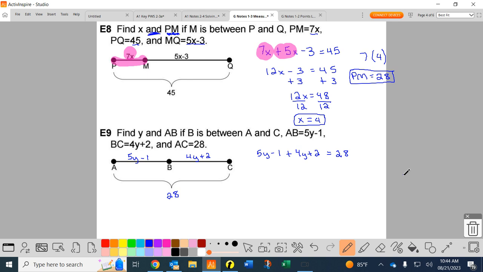This actually has combining like terms in 2 spots before we do anything else. You've got to put these 2 together, and you're going to have to put these 2 together. So if we combine 5y plus 4y, that's going to give me 9y. But what do you get when you combine negative 1 and positive 2? It'd be like 2 minus 1. That's 1. Just 1. Equals 28.